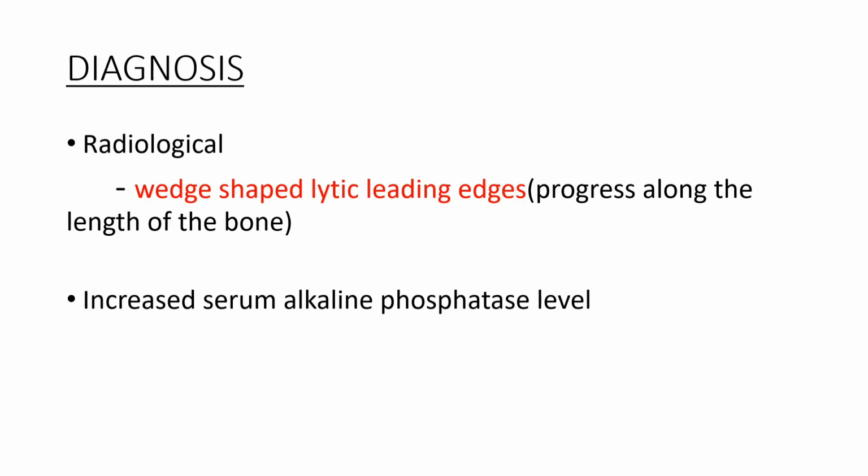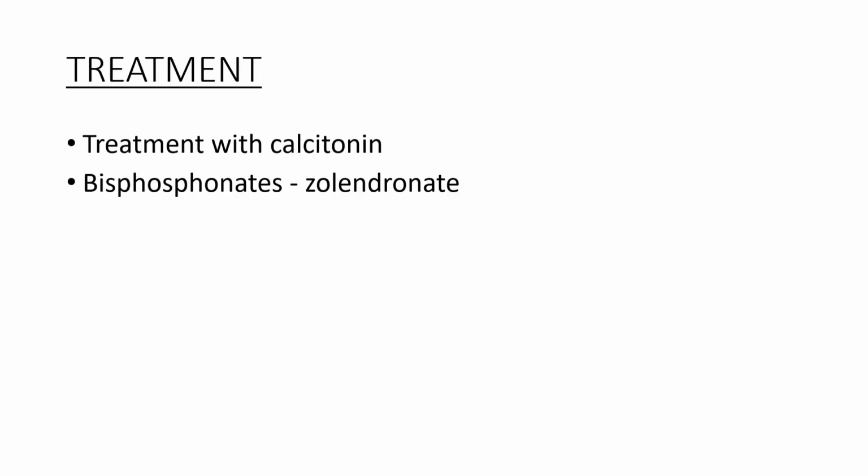Now coming to the diagnosis. We can diagnose Paget's disease through X-ray image, where we will see wedge-shaped lytic leading edges due to poor remodeling of the bone. This will progress along the length of the bone fully, and there will be increased serum alkaline phosphatase level also. Now coming to the treatment part, we can treat Paget's disease with calcitonin.